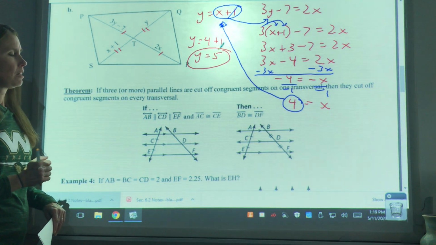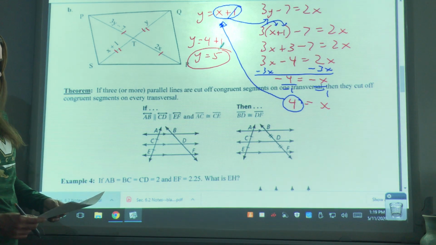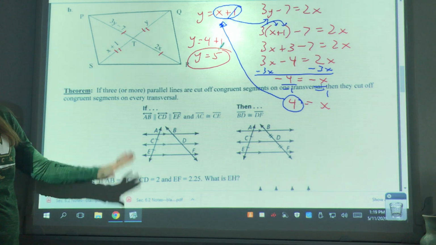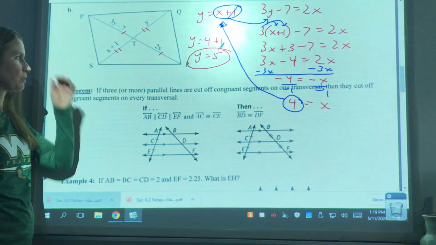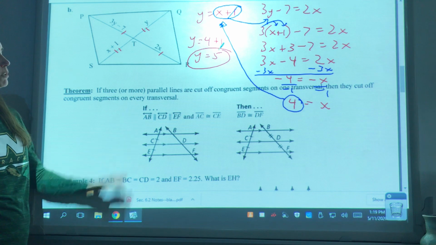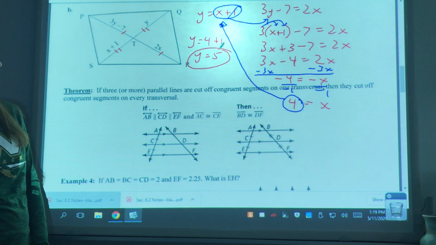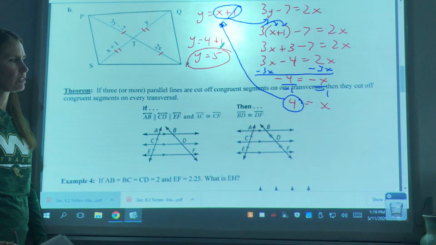Okay. All right, this next little part, let me show you the property and the rule here, and then we'll move it up to actually work out these last few examples. They're pretty quick. This theorem says if 3 or more parallel lines cut off congruent segments on one transversal, then they cut off congruent segments on every transversal.